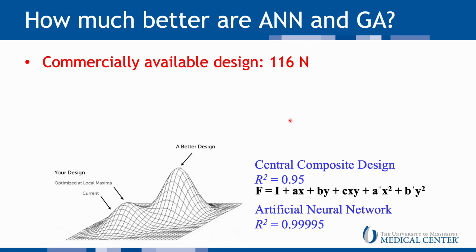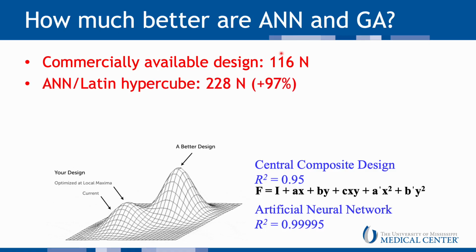So after conducting this experiment, we started off testing 4 different brands of implant that were commercially available, and we took the best of those. For the narrow diameter implants, it had 116 Newton endurance limit. After training an ANN on the data and using a Latin hypercube to do an initial exploration of the design space, we had a 97% increase over the commercially available design, increase in endurance limit.